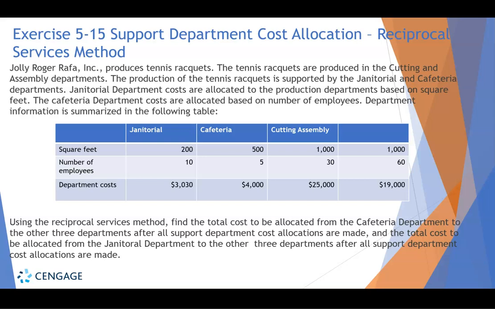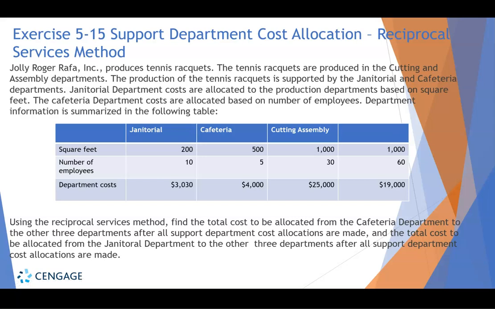Jolly Roger Raffa produces tennis rackets. The tennis rackets are produced in the cutting and assembly department. The production of the tennis rackets is supported by the janitorial and cafeteria departments. Janitorial department costs are allocated to the production department based on square feet. The cafeteria department costs are allocated based on number of employees. Department information is shown here. I think I left something out here. This should be assembly right here. Cutting, this is assembly.